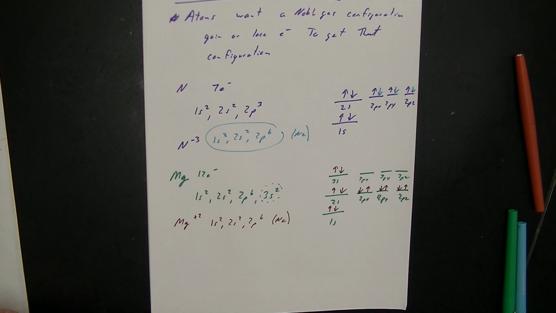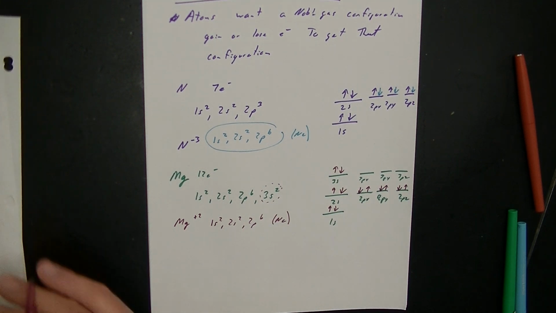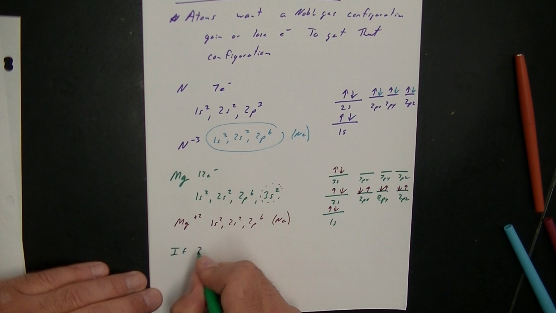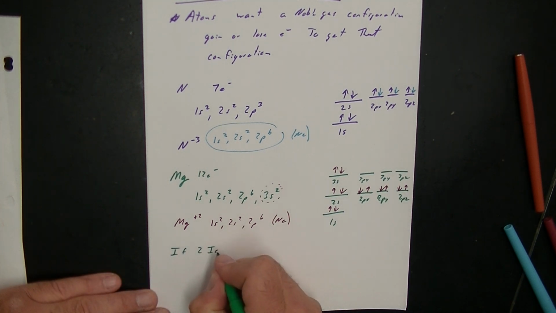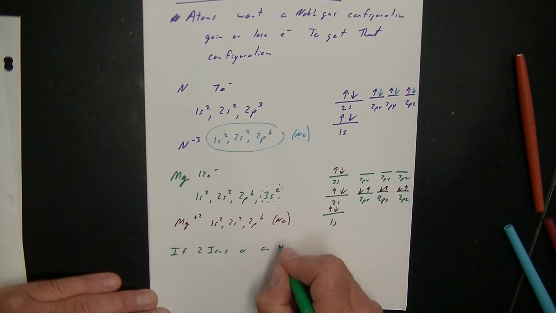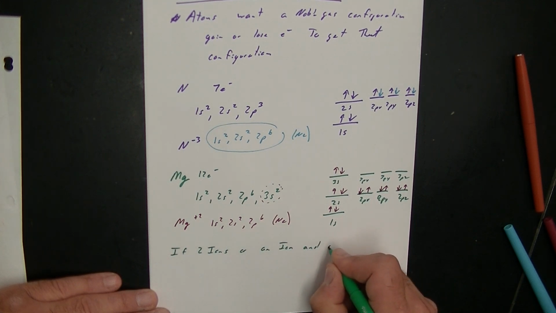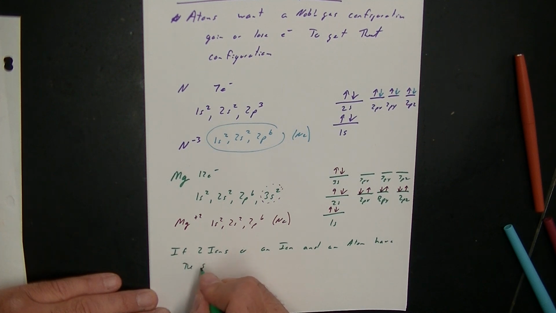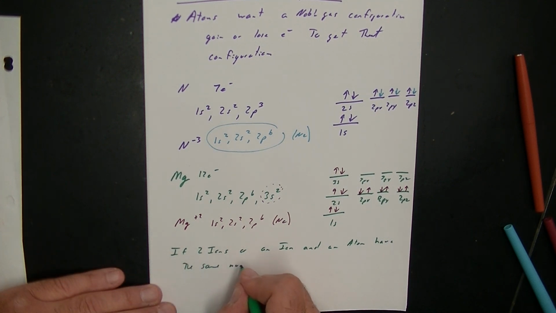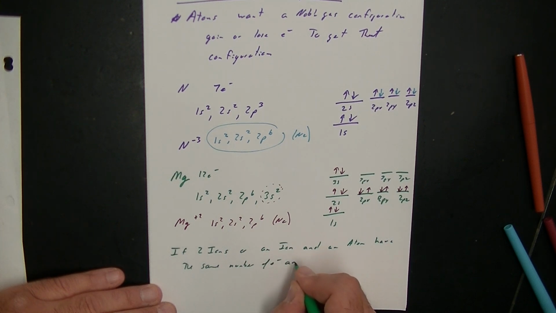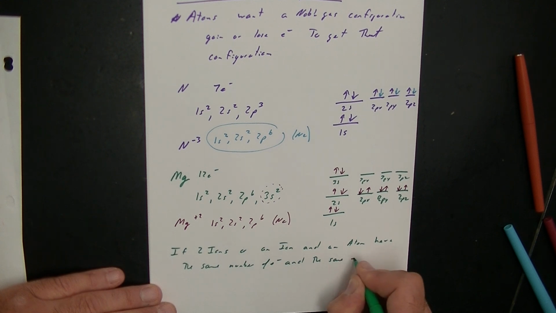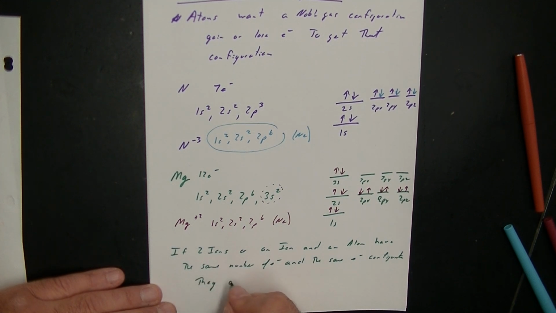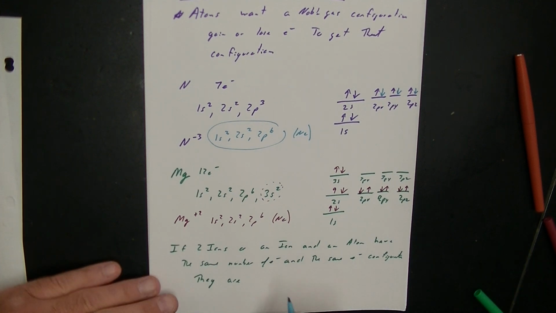Now, if two ions, or an ion and an atom, have the same number of electrons and the same electron configuration, they are what's called isoelectronic.